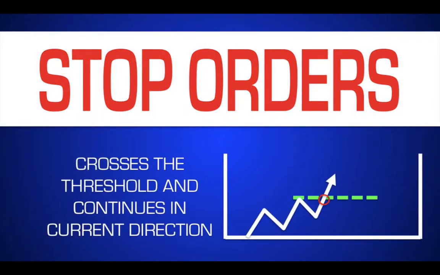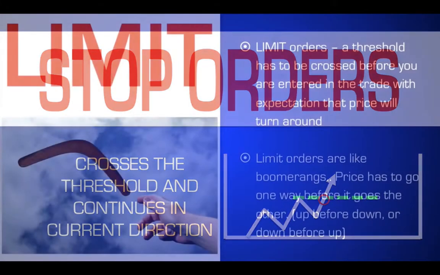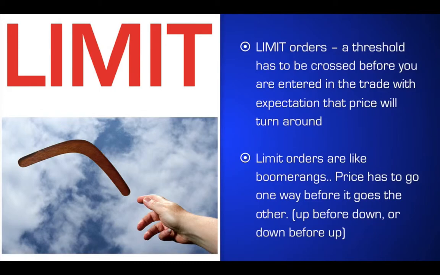To recap, a stop order is when price crosses the threshold and continues in the current direction. See, the key is that it continues in the current direction. So remember, if it's a buy stop, that means price, once it activates that area, will continue going in that same direction, up, up, and away. If it's a sell stop, it will continue to move down once it crosses that line in that current direction. So we've talked about what a stop order is. Now let's talk about limit orders.